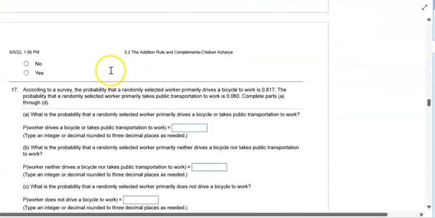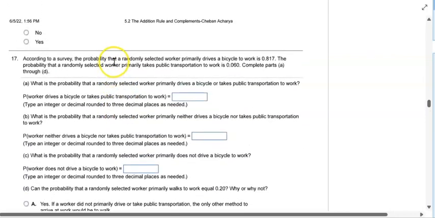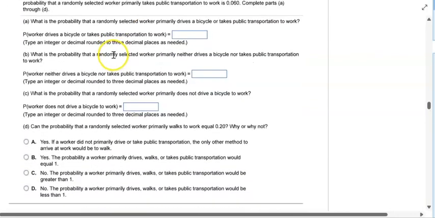Question 17 is similar to what we did in the previous questions. Therefore, I'm not going to do question 17.